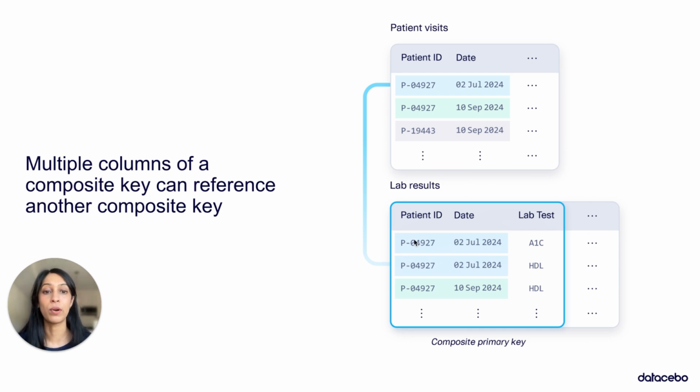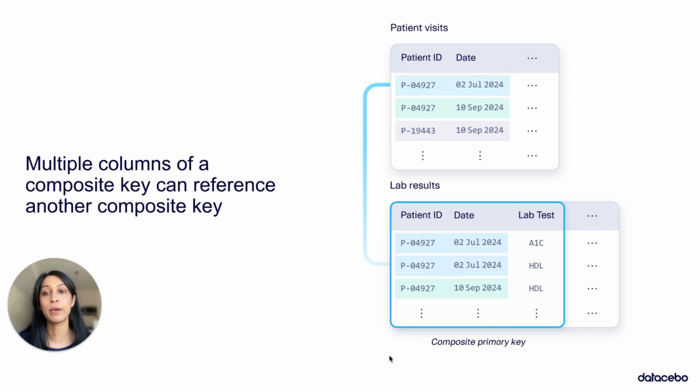So in this table, it's the patient ID and date columns together that act as a foreign key and reference a patient visit. So essentially what the schema is saying is that patients can visit, and for each visit, there can be one or more lab results that are associated with it. Things like the A1C or cholesterol HDL tests. And so all of those tests correspond to that one visit.